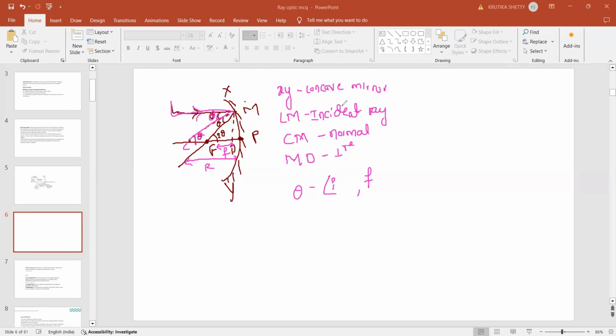So now from these triangles, let us do the derivation to see the relation between focal length and the radius of curvature. We are doing the relation between the focal length and the radius of curvature.